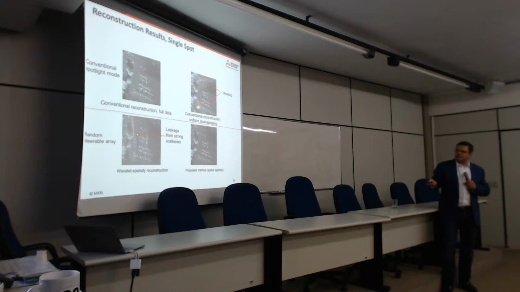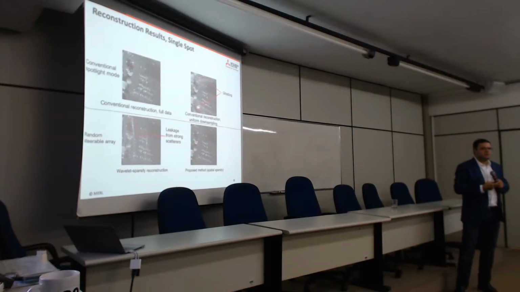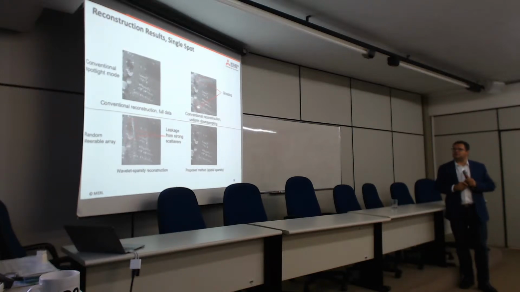Wavelet sparsity reconstruction turns out that if you have very strong scatterers, that tends to activate a lot of wavelets, so it leaks, you have leakage. So big scatterers will tend to look like long lines. Whereas if you use spatial sparsity, just simple sparsity in space, you get a much better result. So this tells you the importance of the model. Picking the right model of your signal will give you a good result.